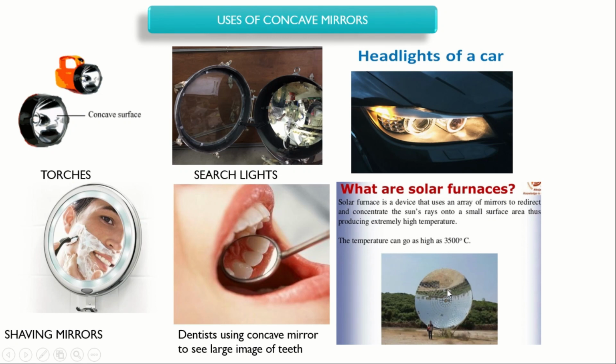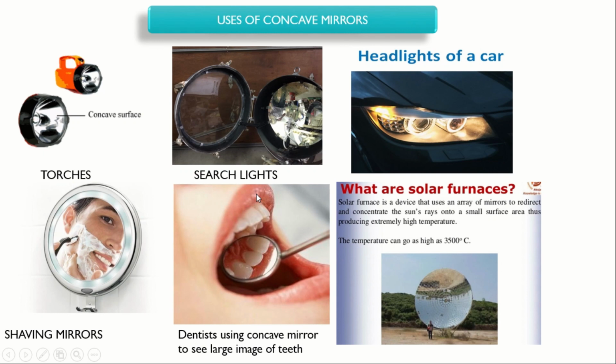A solar furnace is a device that uses an array of mirrors. Array of mirrors means a large collection of mirrors to redirect and concentrate the sun's rays onto a small surface area, thus producing extremely high temperature. The temperature can go as high as 3500 degrees Celsius. So these are some of the uses of concave mirrors.